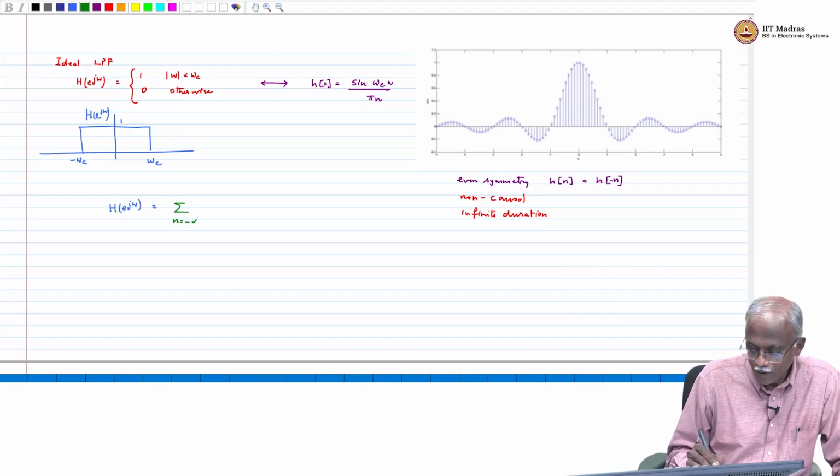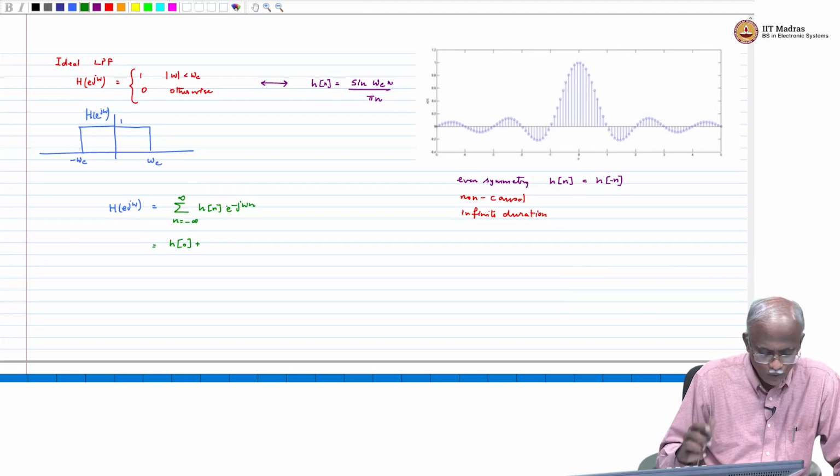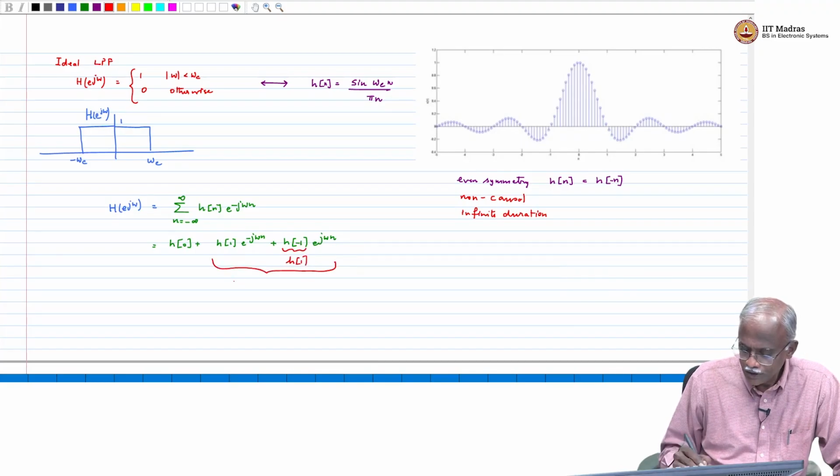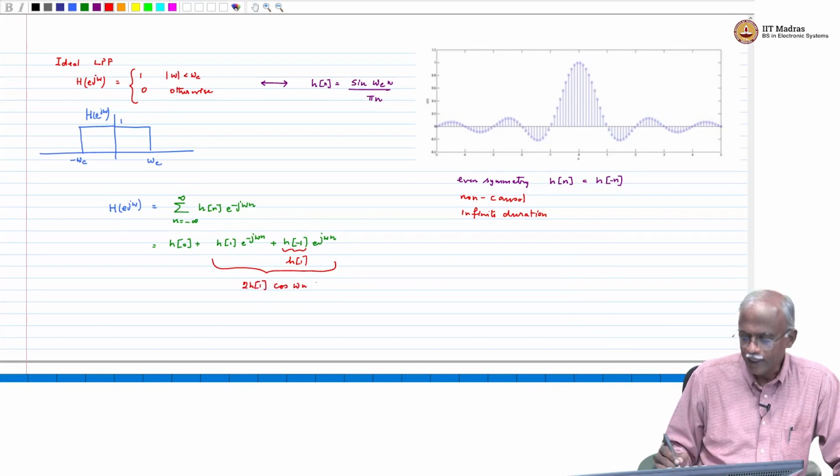Summation n equal to minus infinity to infinity h of n e power minus j omega n. Okay, take the 0th term separately, take the plus 1 and minus 1 terms together. h of 1 will be e power minus j omega, h of minus 1 will be e power j omega, but this is the same as h of 1. So the combination of these two will be equal to 2 times h of 1 cosine omega.